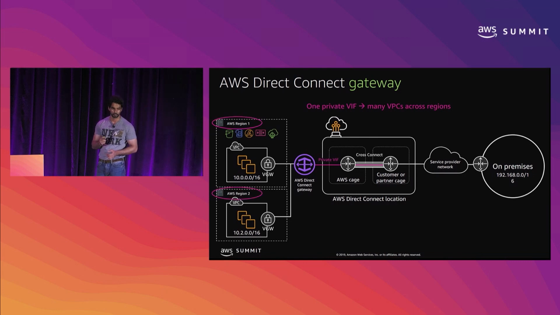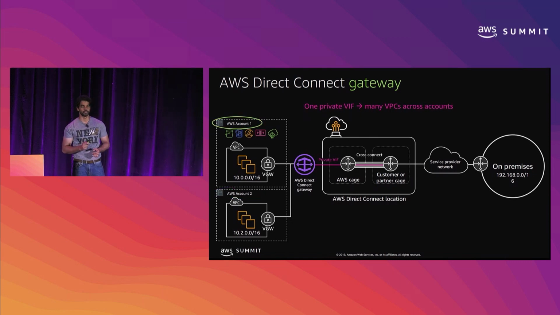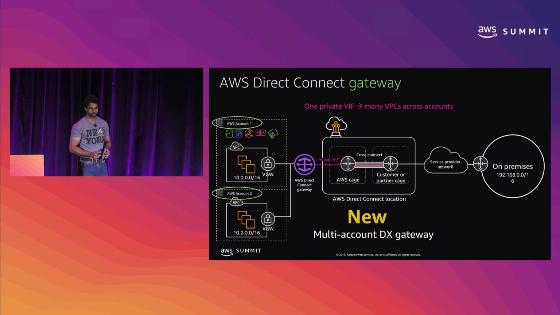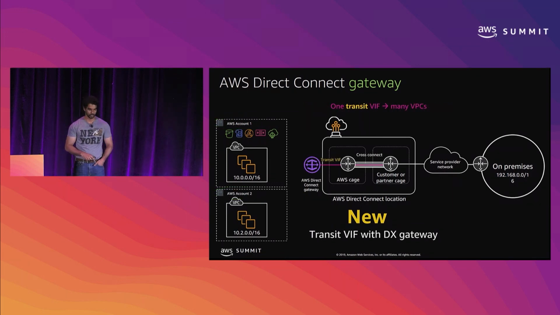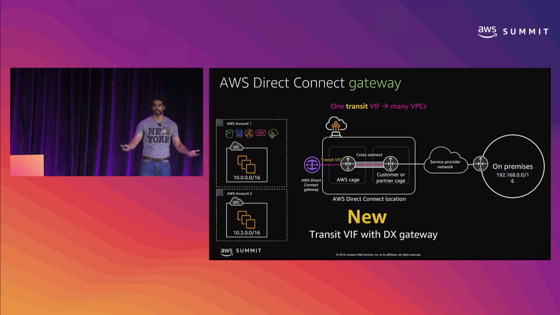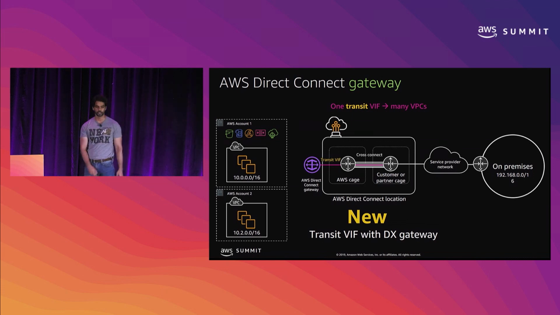Not only that, you can also access VPCs across accounts. So this is new. If you're not familiar, multi-account Direct Connect Gateway now lets you create a private virtual interface to a Direct Connect Gateway, which can connect to multiple VPCs in different AWS accounts. Now, Direct Connect Gateway is fine, but it allows connectivity to up to 10 VPCs. I know what you're thinking. I just talked about Transit Gateway and the fact that it can connect to 5,000 VPCs. Show me a design where I can connect my on-prem network to 5,000 VPCs. And that's where Transit Gateway comes in.